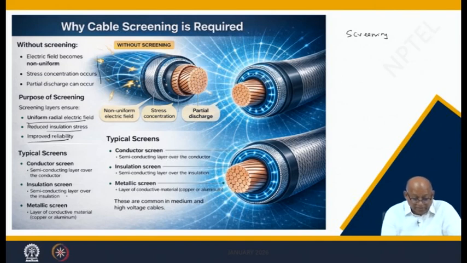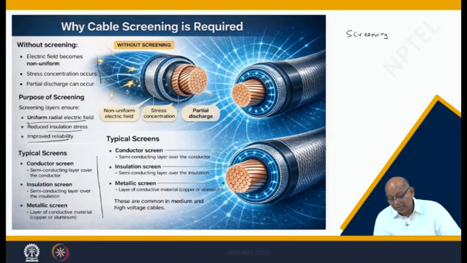So these are typical screens. One is the conductor screen, a semiconducting layer that covers the conductor. Then the insulation screen, a semiconducting layer over the insulation. Then the metal screen, a layer of conductive material such as copper or aluminum. These screens are put on the cable, either semiconducting or conducting. Because of that, the electric field gets terminated and does not spread outside. This is called screening.